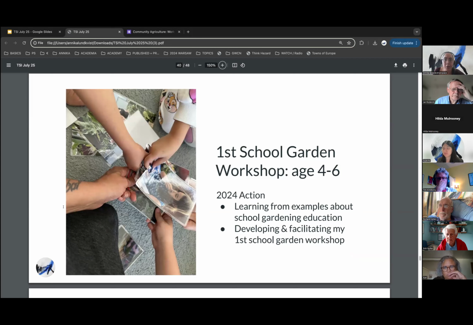I'm coming to the end here, but another action piece for myself this year. I'm very excited to, in the future, do school garden workshops. So I did a little pilot at one of my own children's school. This was age 4 to 6.